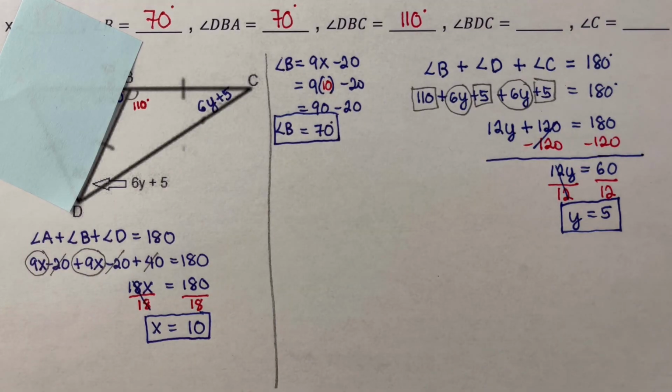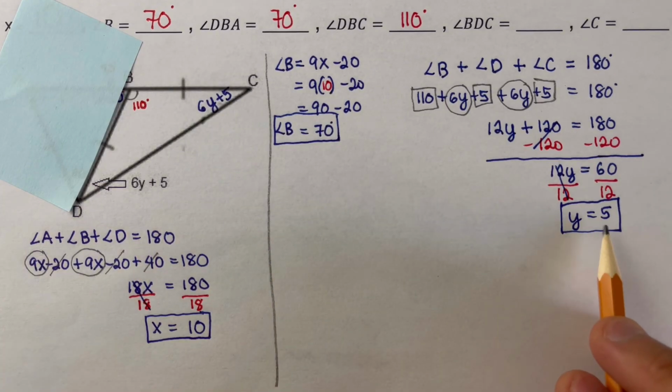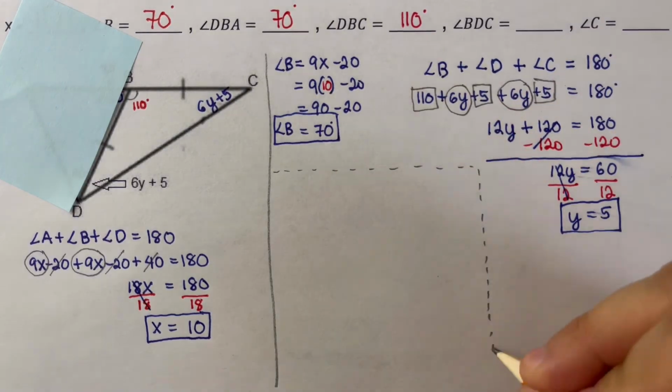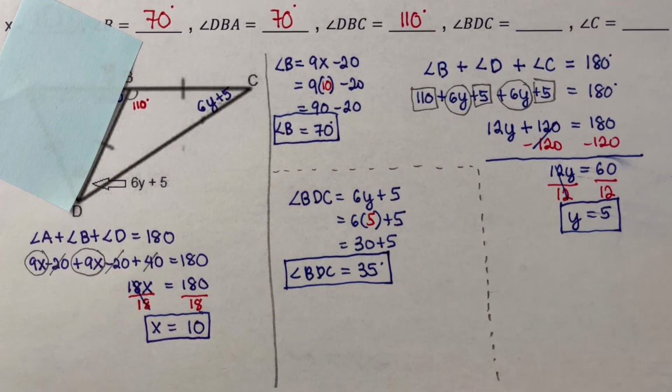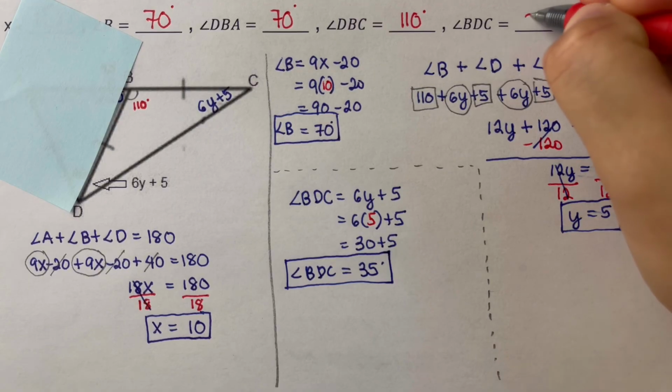But we are supposed to solve for angle BDC. So this tells us that we can solve for BDC by plugging in the value of 5 for y here. I'm just going to show the work up here. So the value for angle BDC, this corner right here, is 35 degrees.